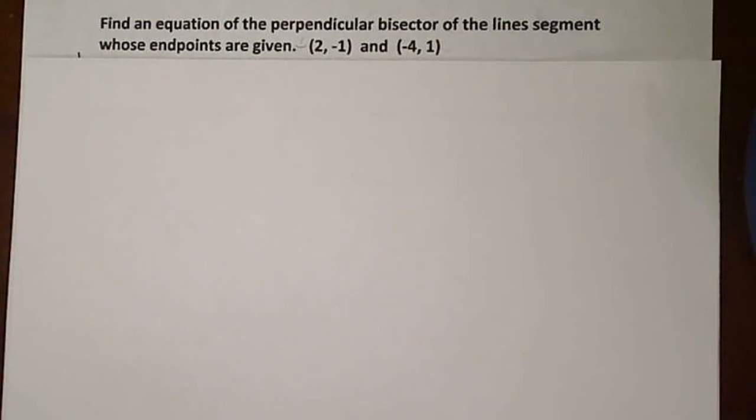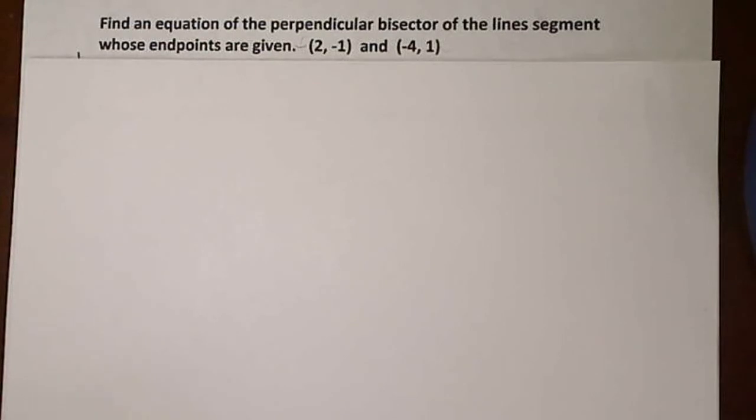In this problem, we are asked to find an equation of the perpendicular bisector of the line segment whose endpoints are given, and they are (2, -1) and (-4, 1). So the first thing we have to do is: perpendicular bisector means it bisects the line segment, so it's going to go through the midpoint and it has to intersect perpendicular to the given line segment.